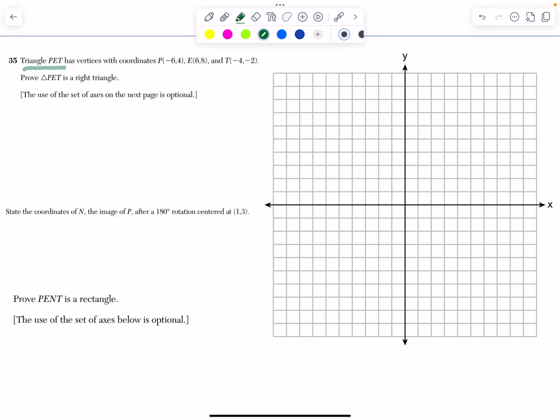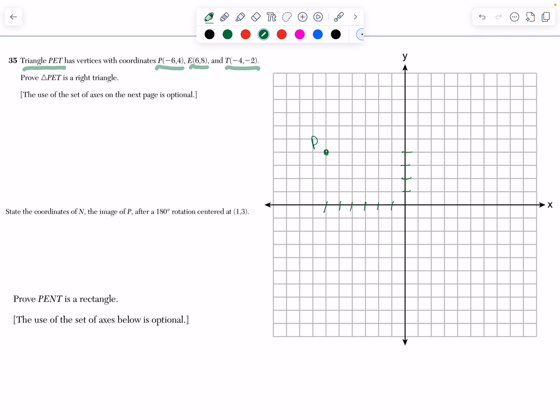Triangle PET has the vertices with coordinates P(-6, 4), E(6, 8), and T(-4, -2). Let's go ahead and start graphing that. So we have P is (-6, 4): 1, 2, 3, 4, 5, 6 to the left, and 1, 2, 3, 4 up. So this is P, (-6, 4).